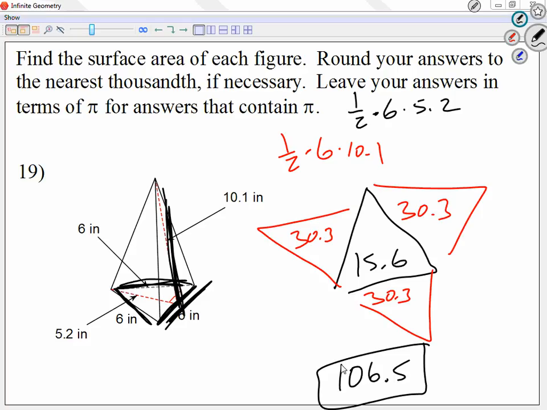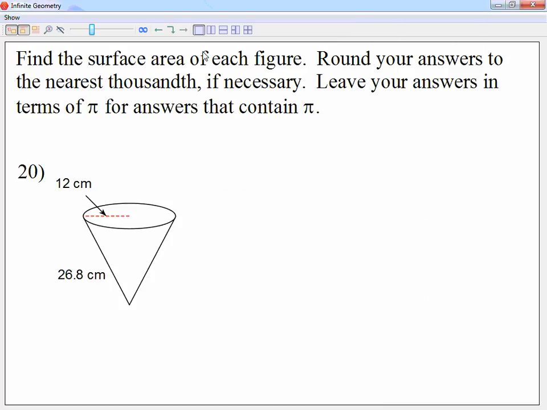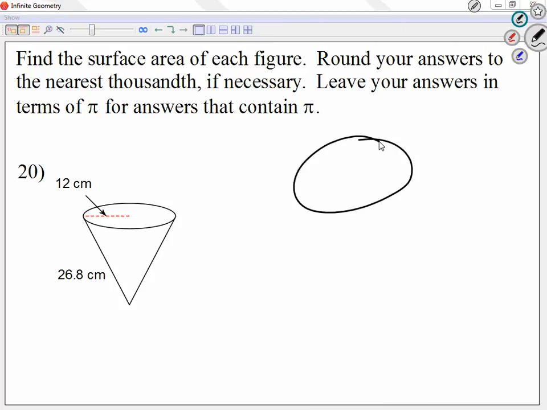Once again, for pyramids, obviously cones is not a pyramid. For pyramids, it's a base and triangles at the sides. Let me take a look at a cone. I know for a cone, I need a circle, right? The base is a circle, and then the side is going to look almost like a slice of pizza. For the cones, I just need the radius. The radius is 12. I don't need diameter for cones.